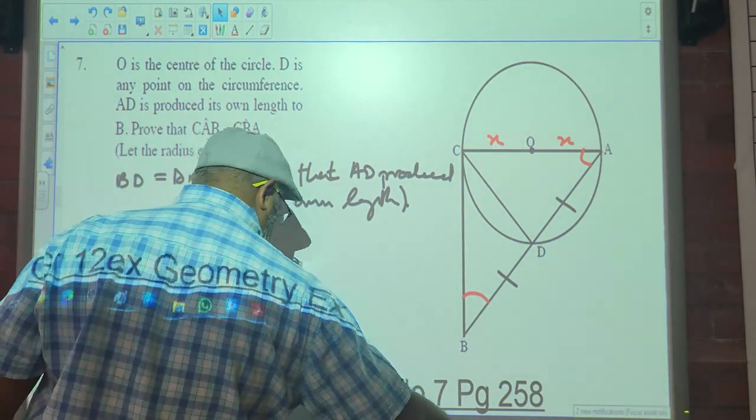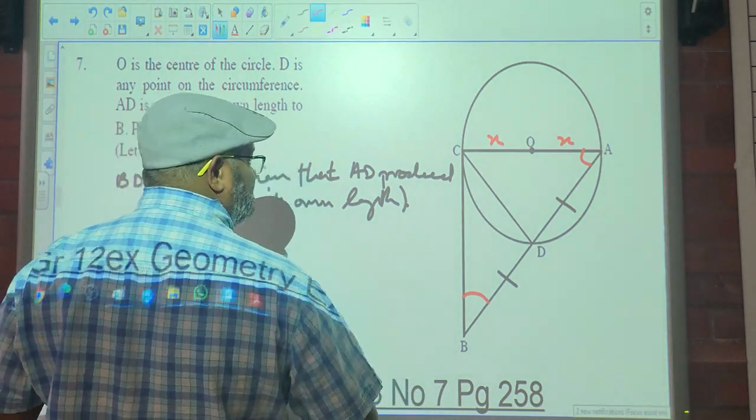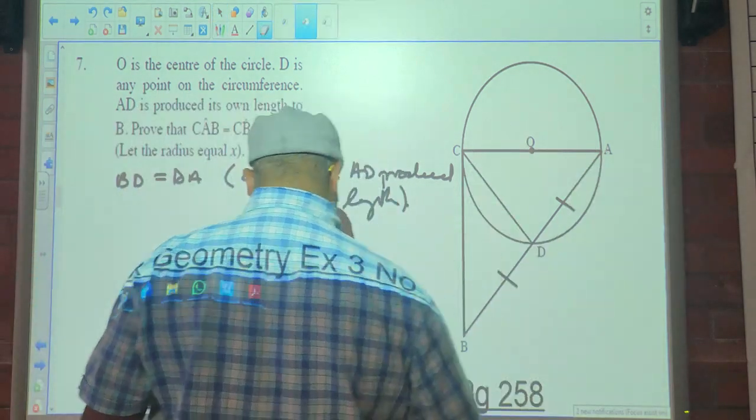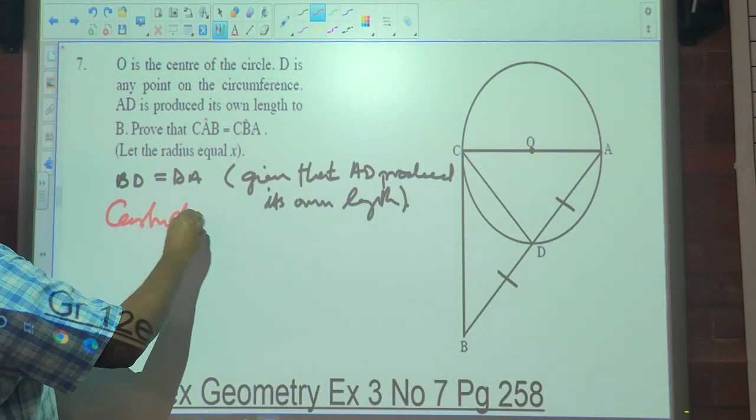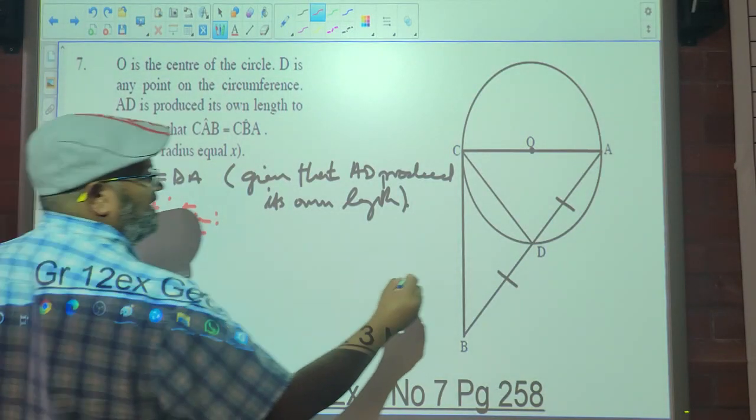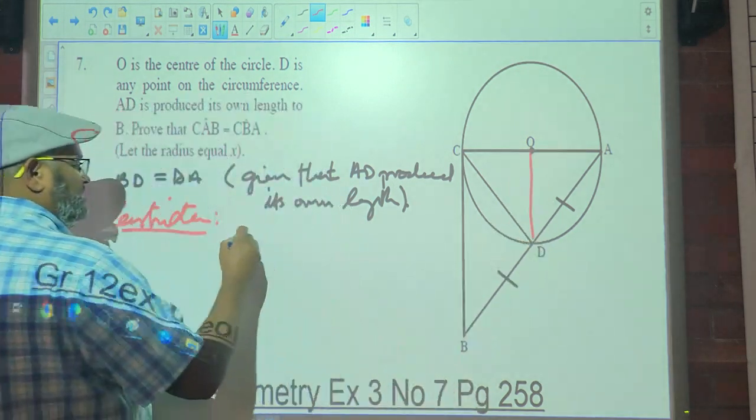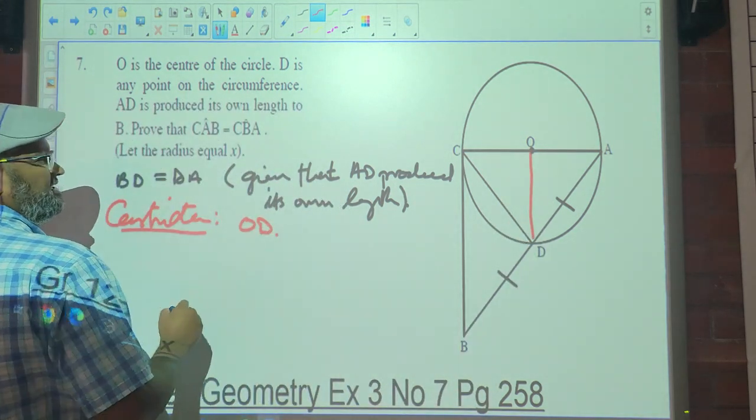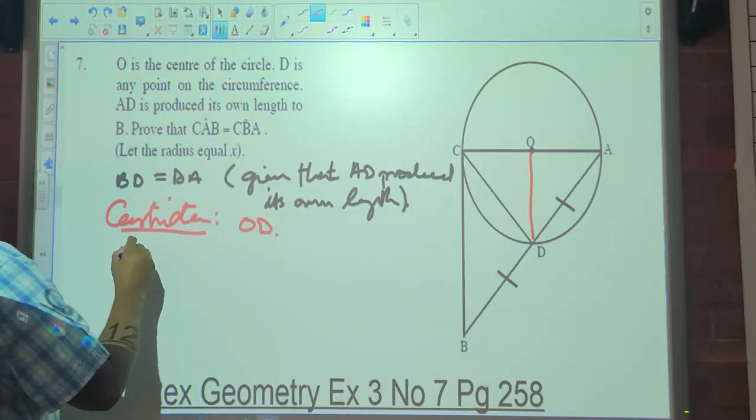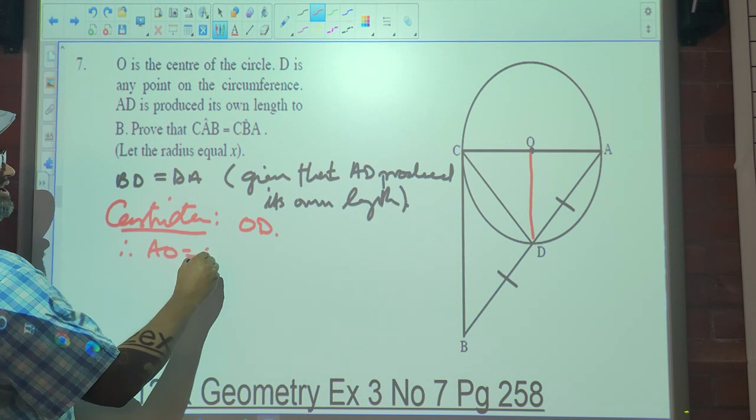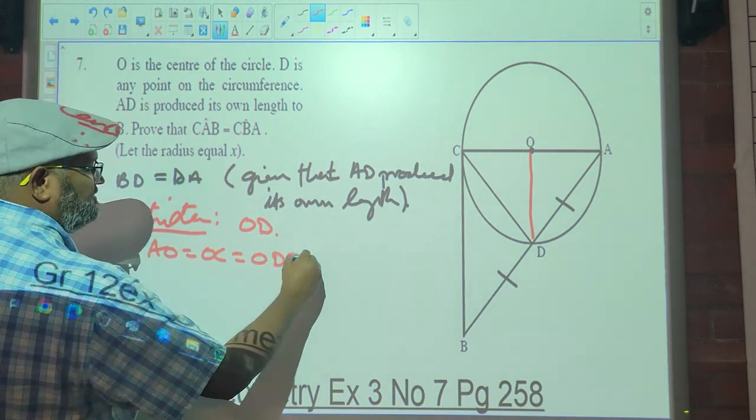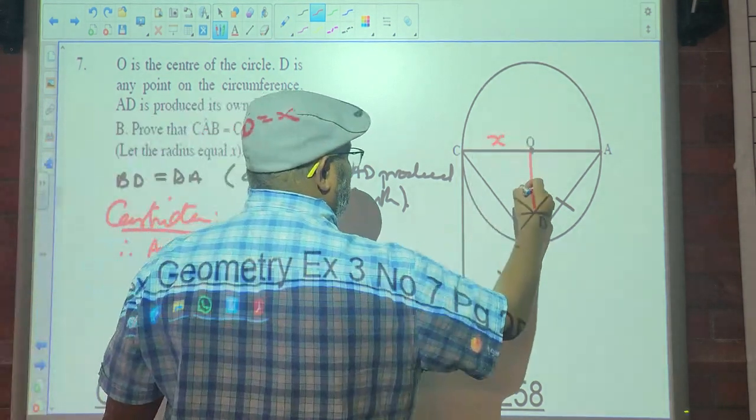So let's go. We're going to construct OD, radii OD. From there we know that, therefore, AO is equal to OC, which is equal to OD, which is equal to X. So I'm putting all my X's here, no?